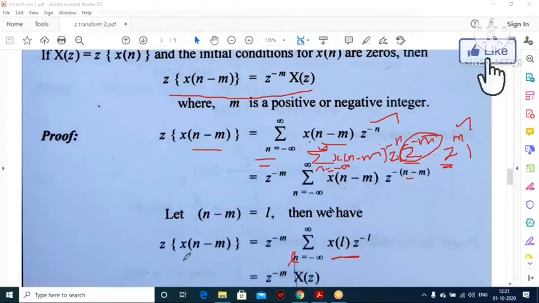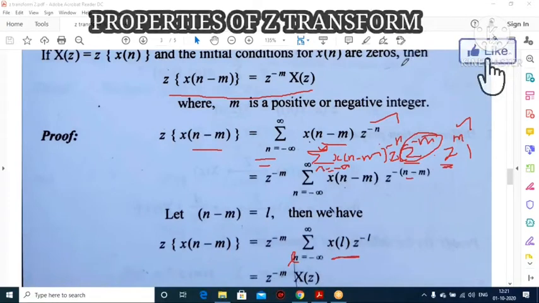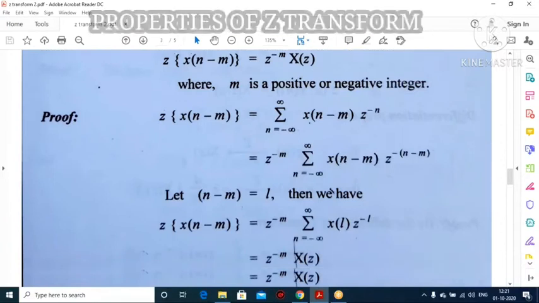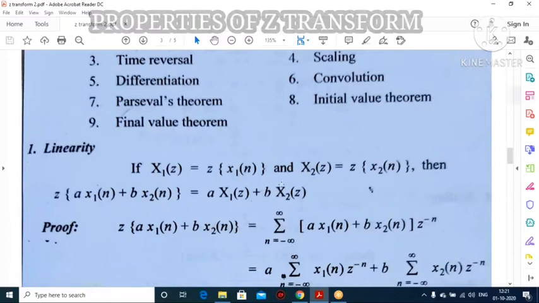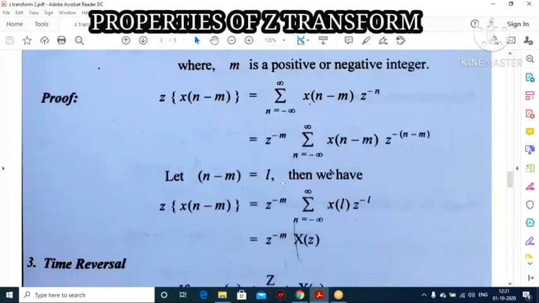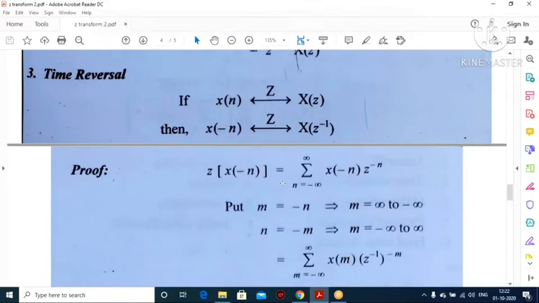So the definition is: the Z transform of x of n minus m is z power minus m times X of z. So hence this is the time shifting property. If you have any doubt here, these two properties are very easy for you. Once again I repeat, linearity means the Z transform of a times x1 of n plus b times x2 of n equals a times X1 of z plus b times X2 of z. Time shifting means the Z transform of x of n minus m equals z power minus m times X of z. Okay, so the third property will be the time reversal property.